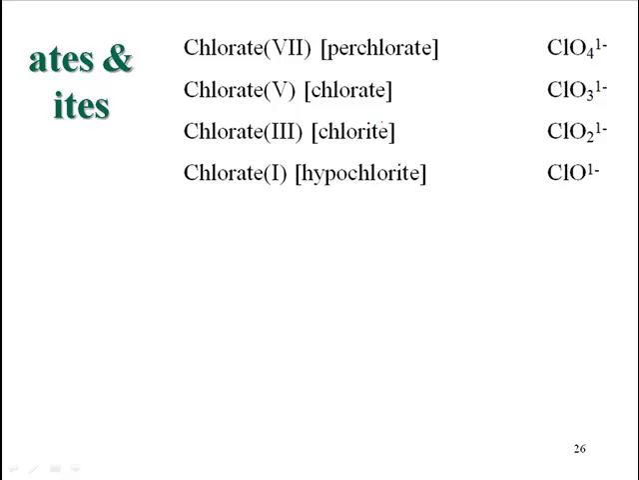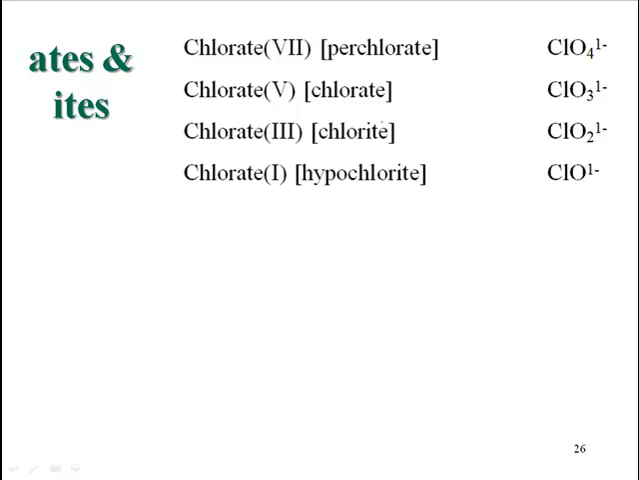Now, the cool thing is, when you look at your ion sheet, you'll notice that there are a lot of things that have names that are similar, but the endings just change a little bit. These are the ates and the ites. For example, chlorate. Chlorate can have multiple different amounts of oxygen. Chlorine with oxygen is referred to as a chlorate.